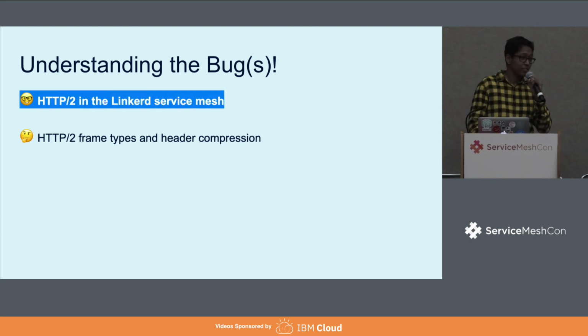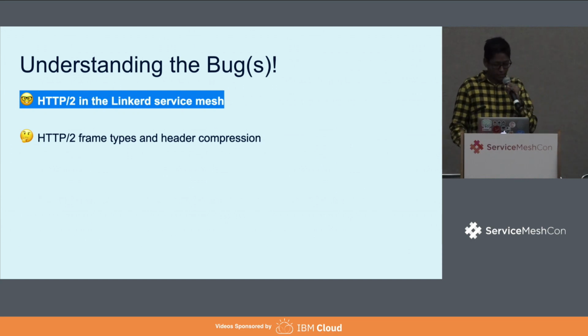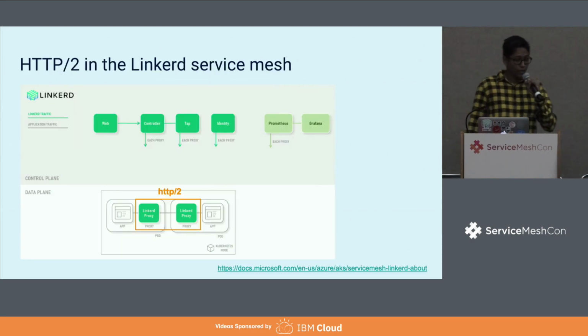Okay, so first, H2 in Linkerd. Remember this diagram where you have the Linkerd data plane. When service A wants to talk to service B in a meshed application, instead of service A directly talking to service B, it goes to service A's proxy, service B's proxy, and then to service B. What you need to know here is that the communication between service A's proxy and service B's proxy, as Anna mentioned, is in gRPC, which uses H2.